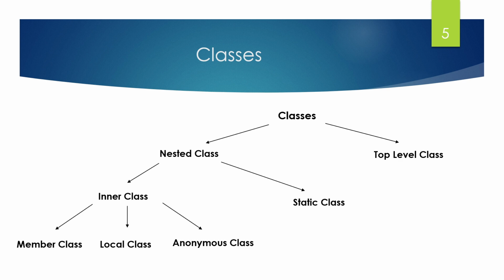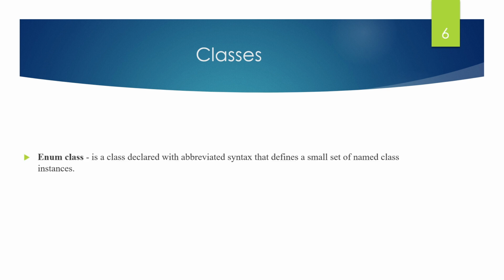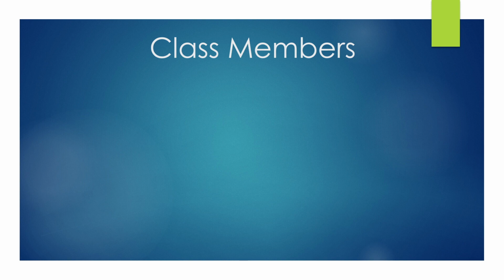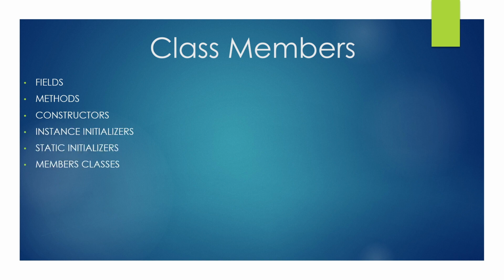For now, we should also mention that there are enum and record classes. An enum class is a class that defines a small set of named class instances. A record class is a class that defines a simple aggregate of values, and we will define them in more detail later. Finally, the class declaration can include different class members, which can be fields, methods, constructors, instance initializers, static initializers, member classes, even interfaces, enums, and records.